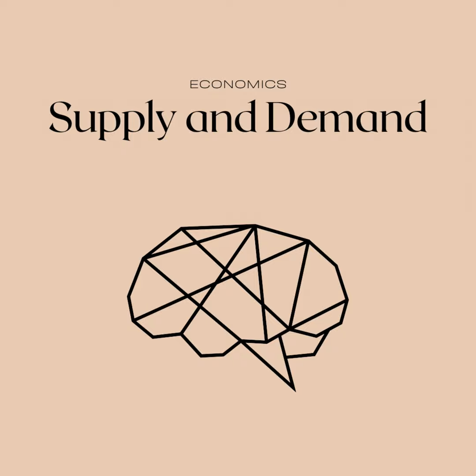Today we're examining one of the most fundamental concepts in economics that affects virtually every aspect of our lives. Supply and demand. Supply and demand is the economic model that explains how the price of goods and services is determined in a market. When supply increases relative to demand, prices tend to fall. When demand increases relative to supply, prices tend to rise.